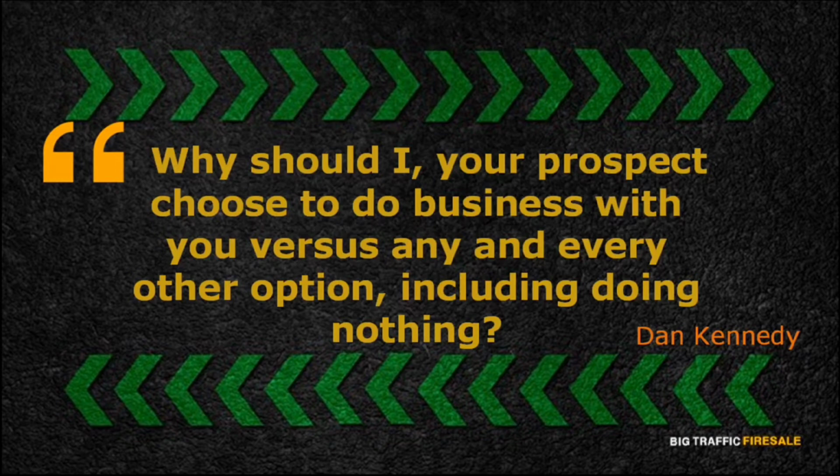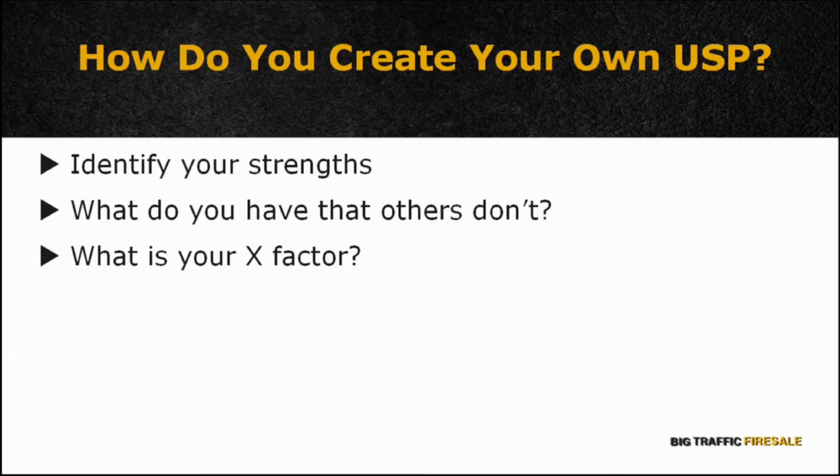A powerful USP that everyone will surely realize is fresh, hot pizza delivered in 30 minutes or less guaranteed. This USP originates from Domino's Pizza, which they applied to create a billion-dollar company. So it leaves us with the most vital question: how do you create your own USP? First, identify your strength and what you have that others don't. As stated earlier, this will be your X factor.